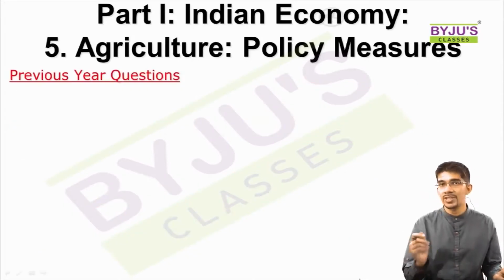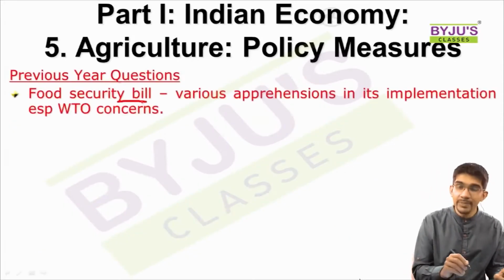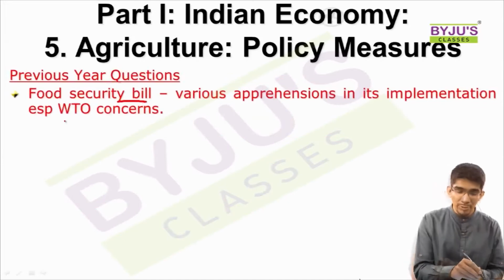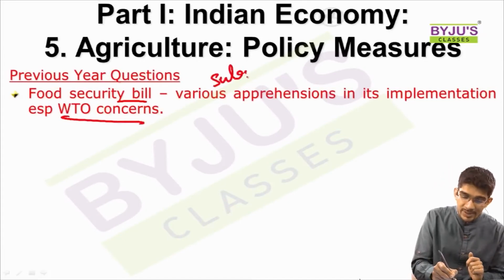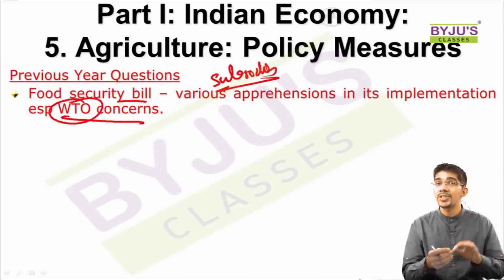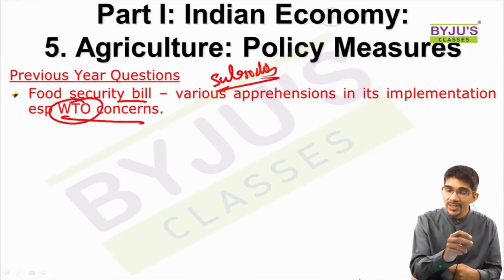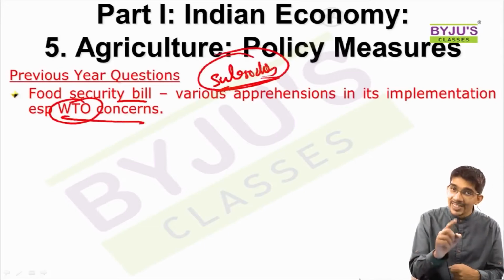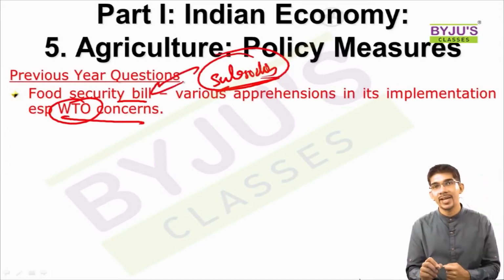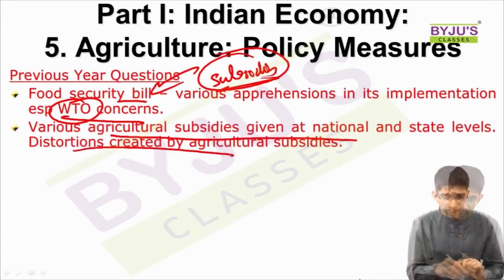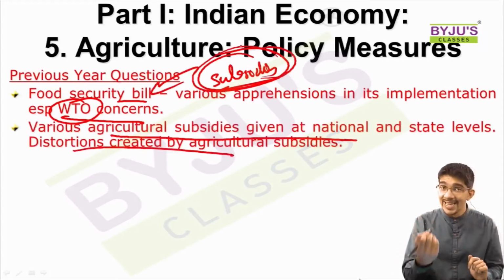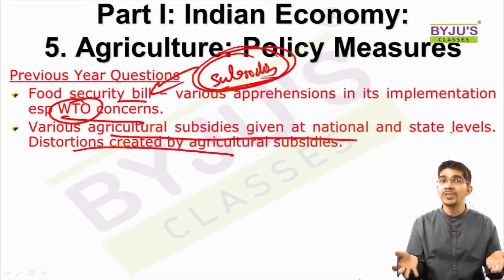So previous years' questions from this area. The food security bill has generated one question. So what were the WTO concerns related to it? So primarily this is about subsidy. The WTO does not allow countries to give certain kinds of subsidy. So understanding subsidy, we would have easily been able to tackle this question. Here it's a direct question of what kind of subsidy is being given and what are the effects of those subsidies. So just by understanding the concept of subsidy well, an easy question to answer.